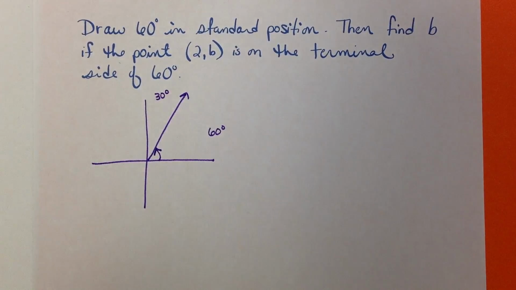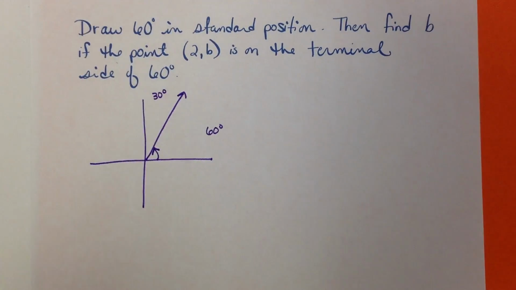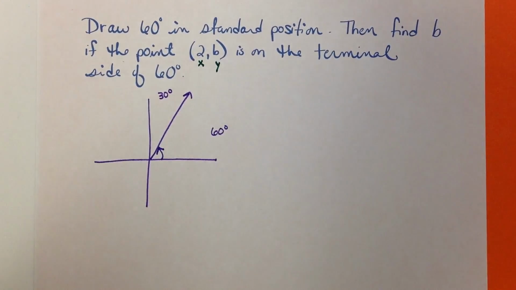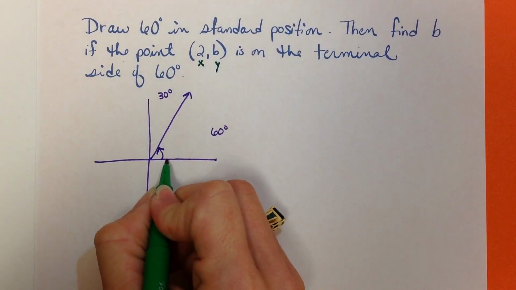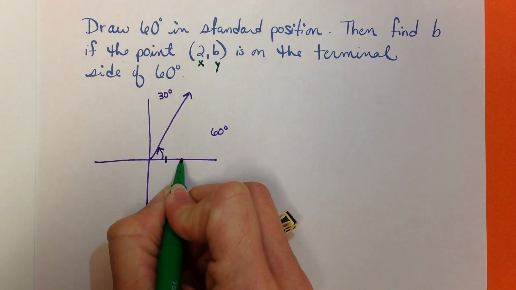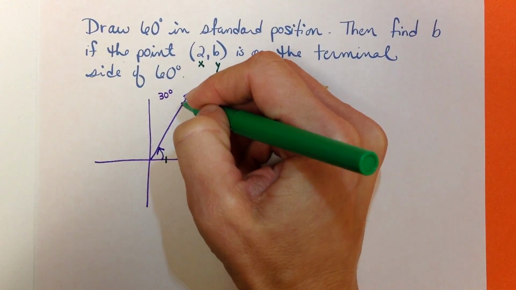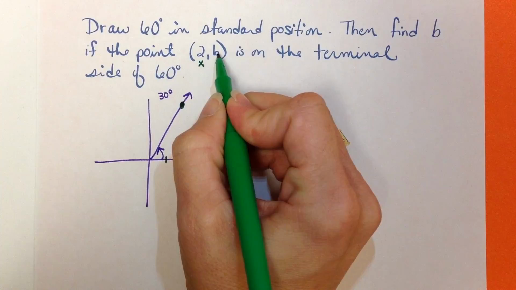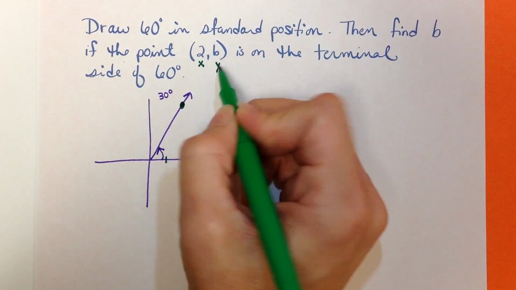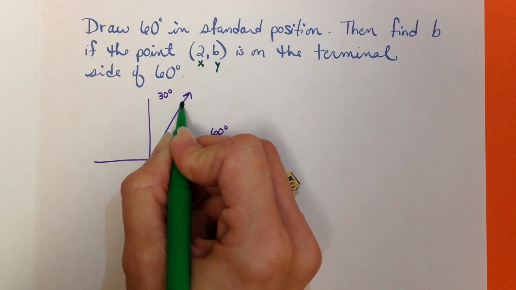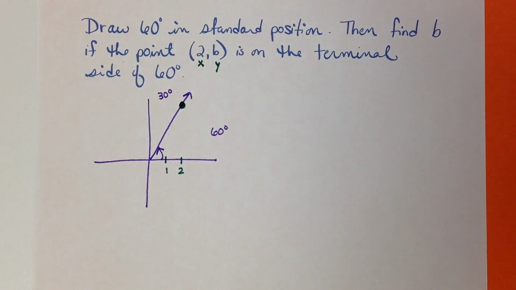Alright, so it tells you that you have the point (2, B) on the terminal side. Okay, so this is X, this is Y, because that is a point. So I'm going to go 2 tick marks to the right. Now the thing is, I don't know how far up it is. That's why they're just referring to it as B, but it is my Y coordinate. So there's 1, there's 2. So I went to the right 2, but what I'm trying to find out is what is the Y coordinate, okay?